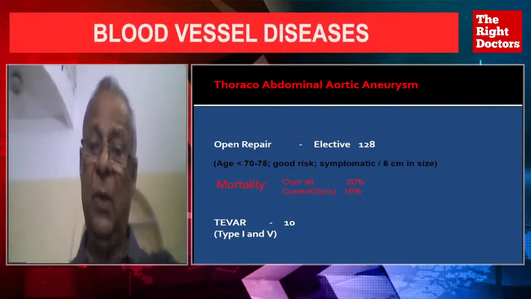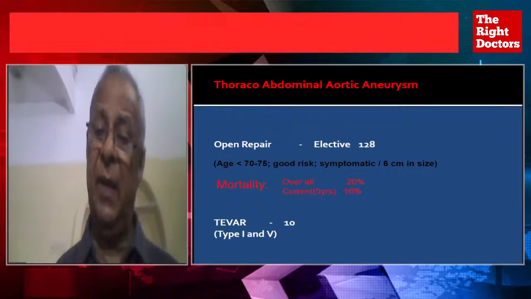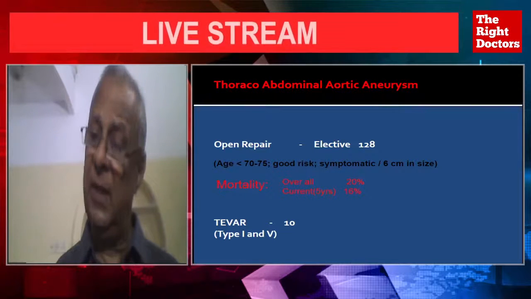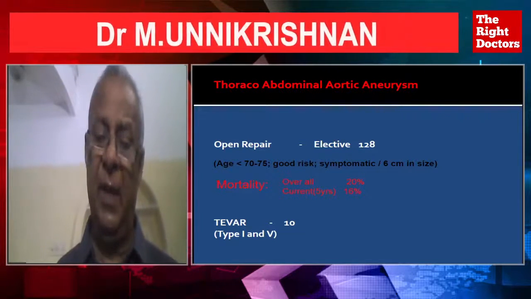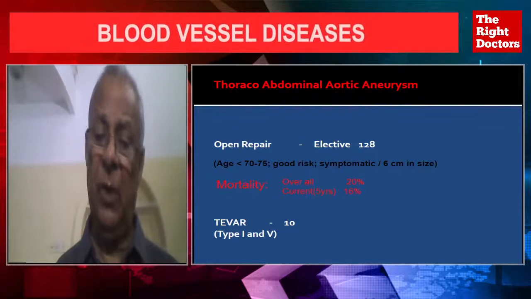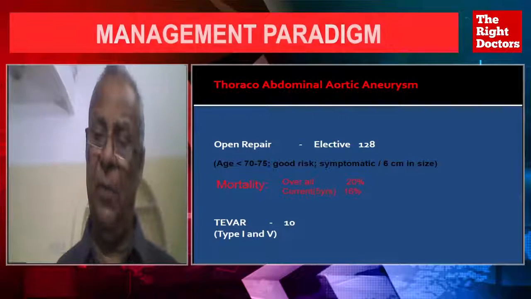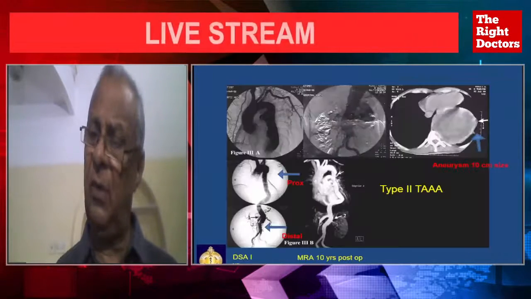Now, coming to the thoracoabdominal aneurysms, we have a series of 128 aneurysms with an overall mortality of 16%, now almost 5 to 10 years, I would agree. We have done some hybrid TEVAR also for thoracoabdominals, but in much smaller numbers, especially in type 1 and 5 only. This is the classification, Crawford's classification of thoracoabdominal aneurysm.